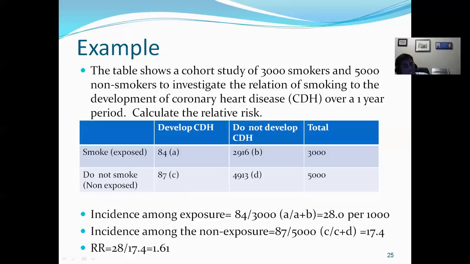So how do we interpret this? Because it's above 1, the greater the exposure, the more contribution to the development of coronary heart disease. It's about 1.61. The relative risk of developing coronary heart disease is 1.61 times higher compared to those who do not smoke.